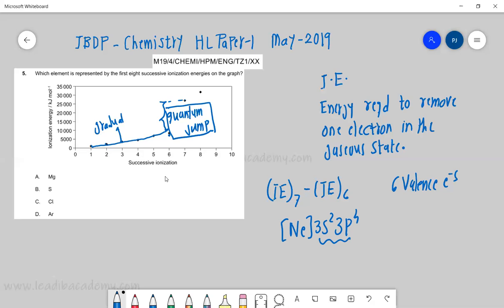Because as soon as you remove these 6 electrons, then we are looking into the second shell, and that means we have achieved the neon configuration, which is the inert or noble gas, and we know how stable the noble gases are. That means we are dealing with the second shell, so obviously there has to be a quantum jump. So the clear-cut answer in this case is option B.